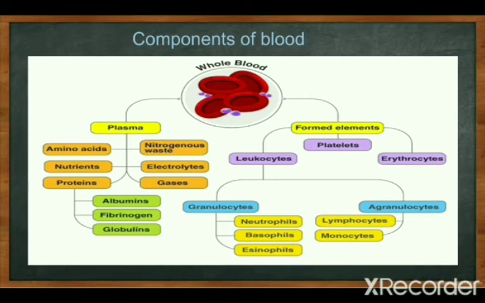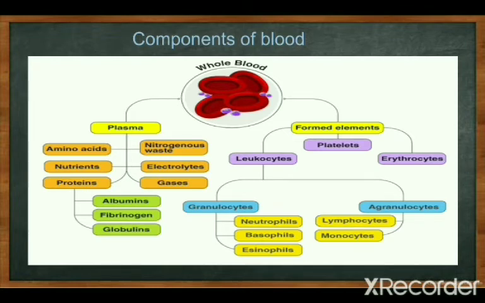In all RBCs the nucleus is absent, except in camel and llama. In all living animals, RBCs are non-nucleated except in camel and llama. The largest RBCs are present in Amphiuma and the smallest RBCs are present in musk deer. So these are some points.